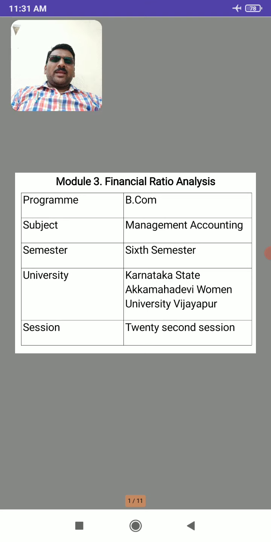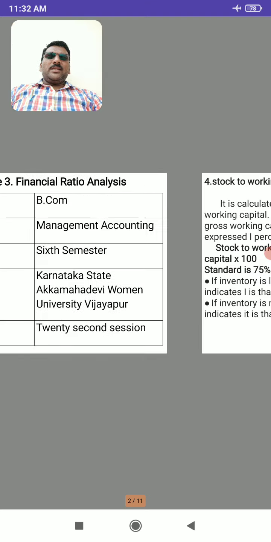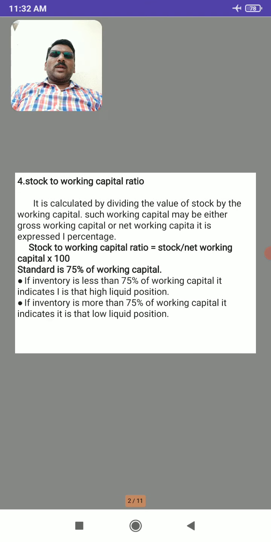So today in this session we'll take the stock to working capital ratio. This is the last type of the liquid ratio. The formula to calculate the stock to working capital ratio is dividing the stock by net working capital, multiplied by 100.